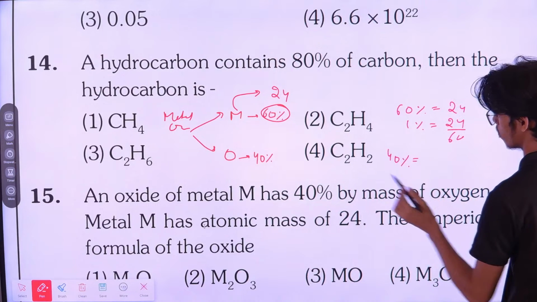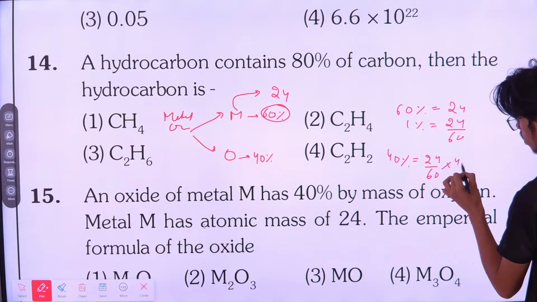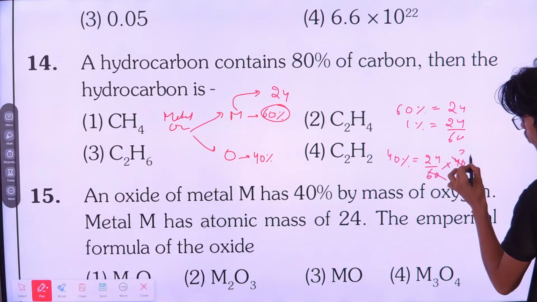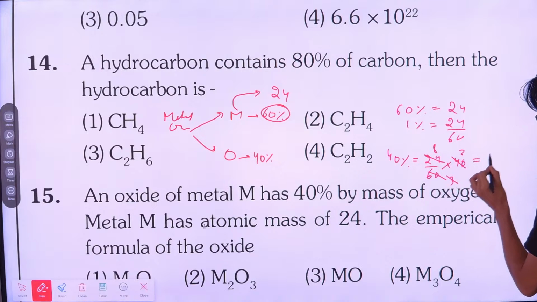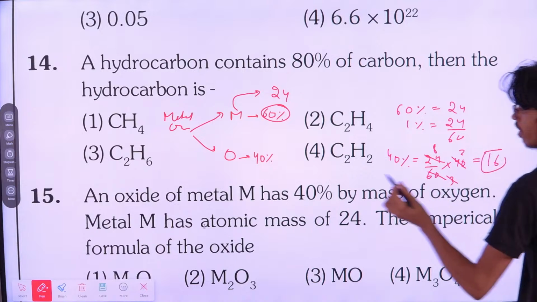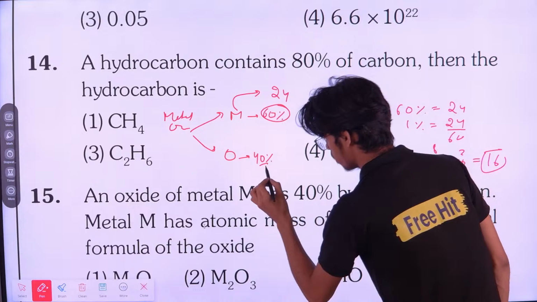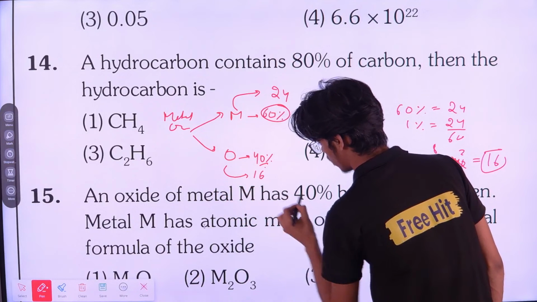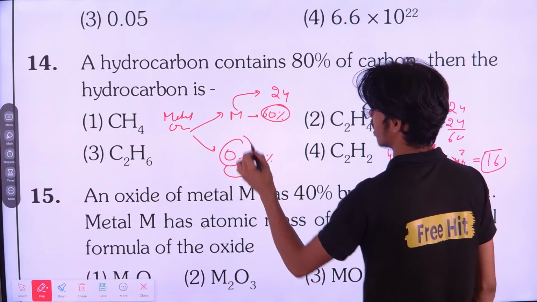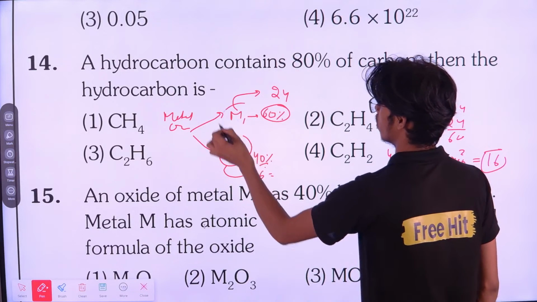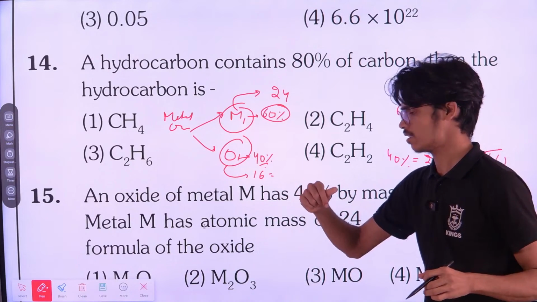And it means 40% of the mass is how much? 40% of the mass is 24 by 60 into 40, which is nearly equal to 2 by 3 of 24, 8 is 16. So I am getting 16. If 60% is 24 gram, then 40% should be 16 gram, right? And what is the mass of one oxygen atom? It's 16 gram. It means there is one oxygen atom for one metal atom. Only one oxygen is present, right?